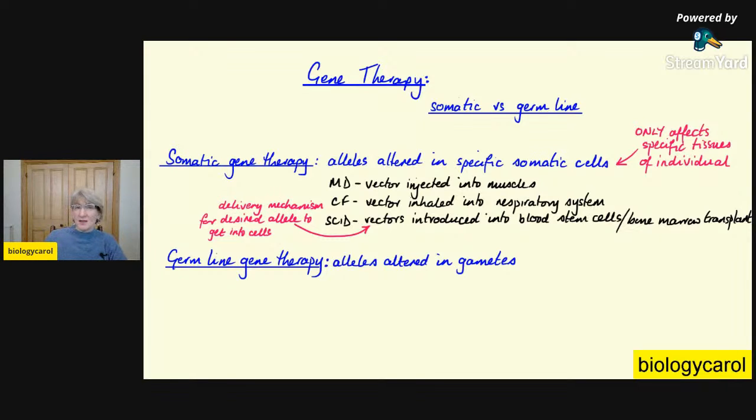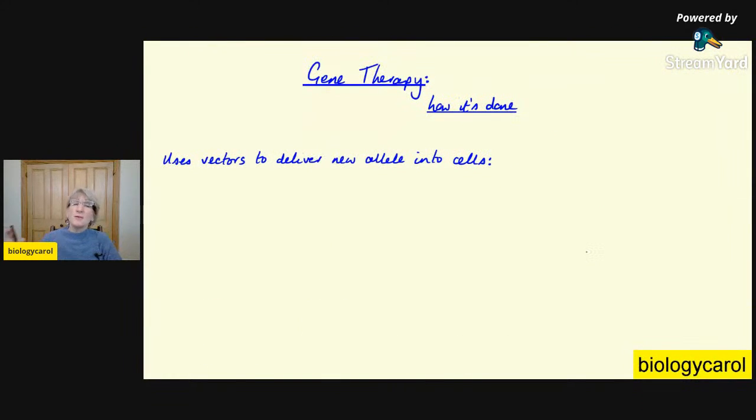Now, germline gene therapy is quite different because, importantly, this alters the alleles in the gametes, in the sperm and in the eggs. Of course, the consequences of that are very different, because if that desired allele is then inherited by offspring, it's going to affect all the tissues of those offspring. And I think we can say it will affect all tissues of all future offspring, because it's going to be passed down the generations. So how is gene therapy done?